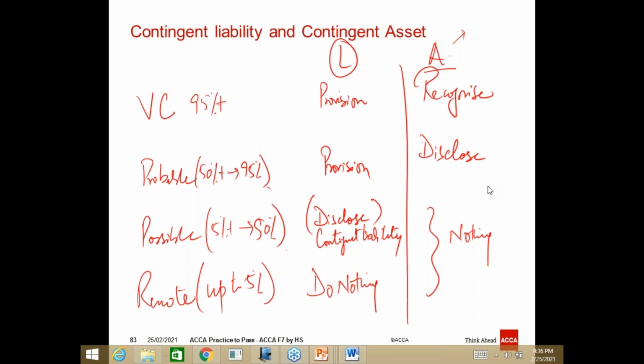A provision in IAS 37 is reported as a liability on the balance sheet. Contingent means a future uncertain situation. In the case of liabilities, only the probable or virtually certain liability will be reported, but a possible liability should be disclosed. We should recognize the provision. A provision is also a liability.